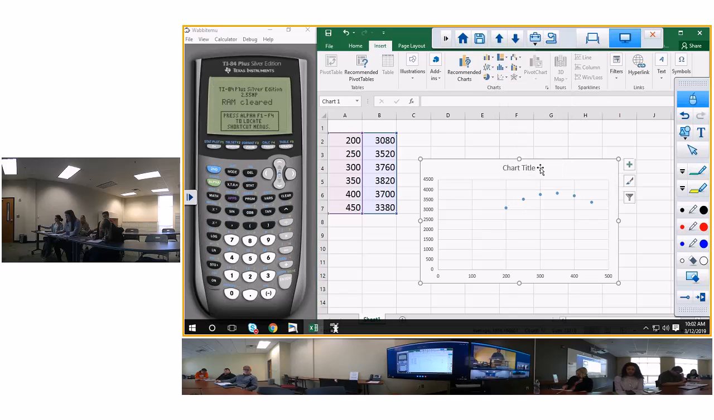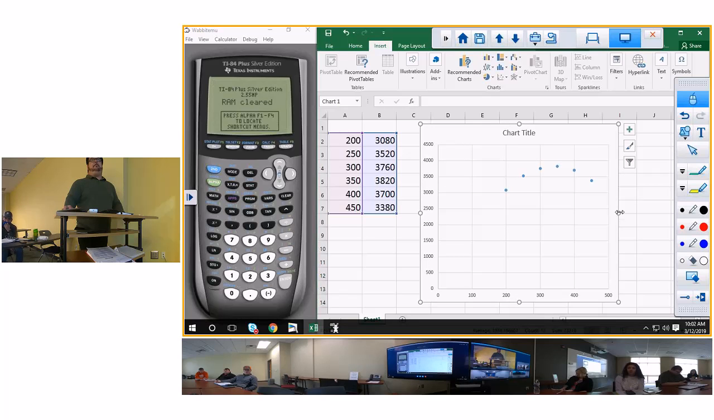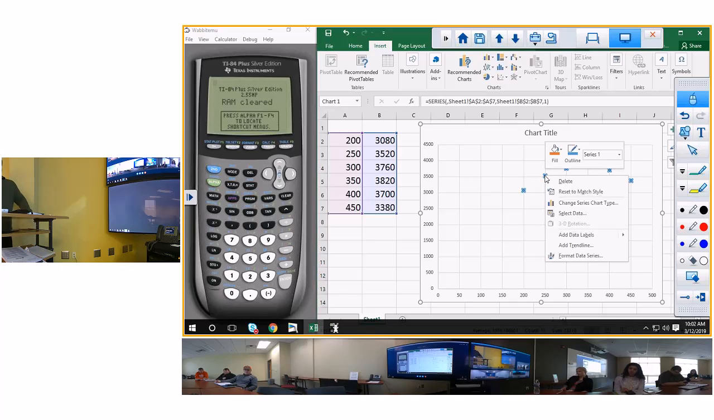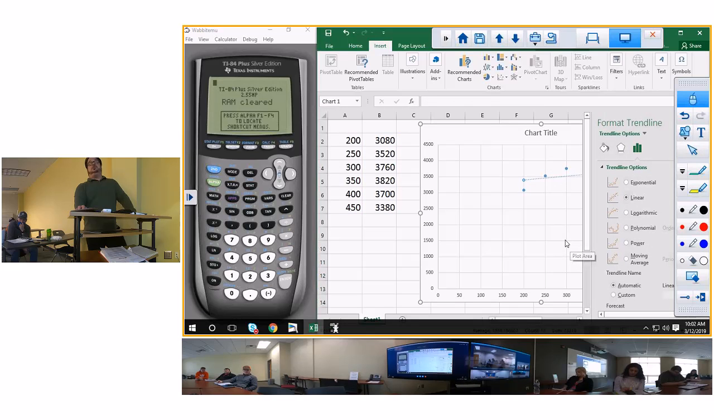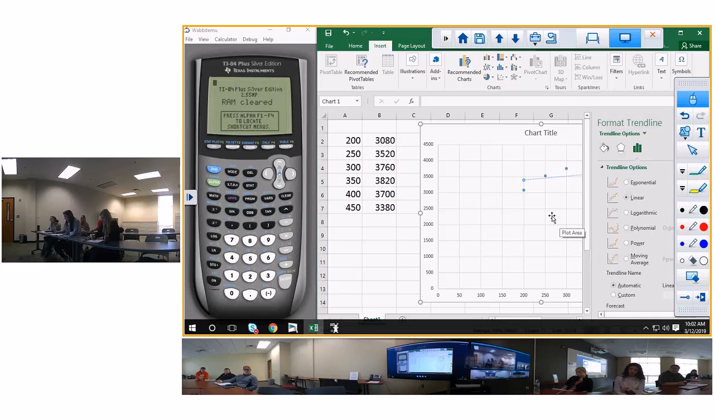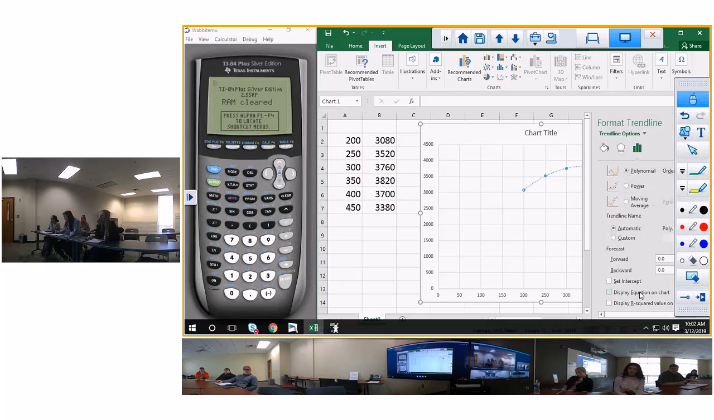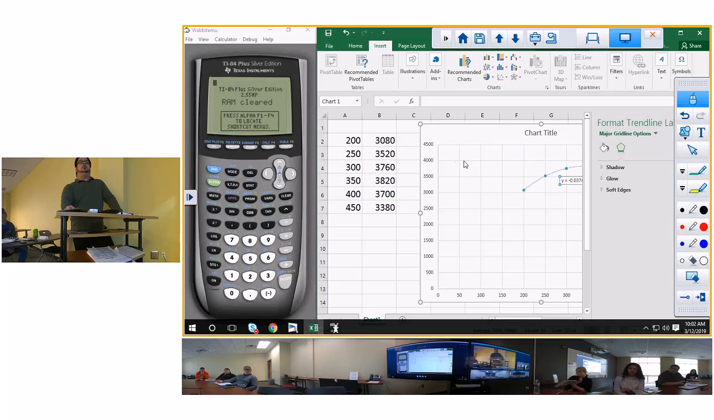Now, once you get to this point, all you have to do is click on the blue dots one time. Then right-click, and you get Add Trend Line. Now, here's where you have to read the directions. The directions said quadratic, did it not? Yeah. Quadratic and polynomial are the same thing. And at the bottom, display equation on what? Chart. And there is your equation.